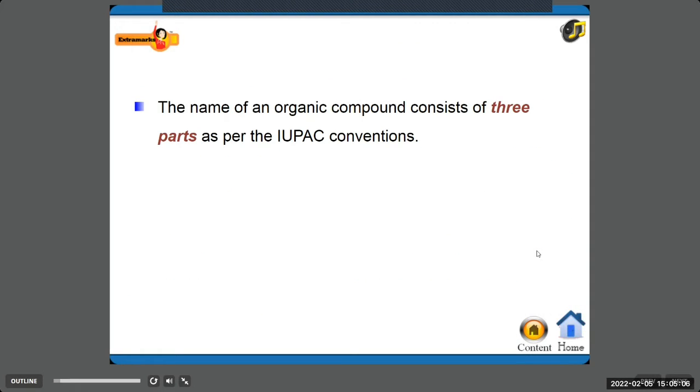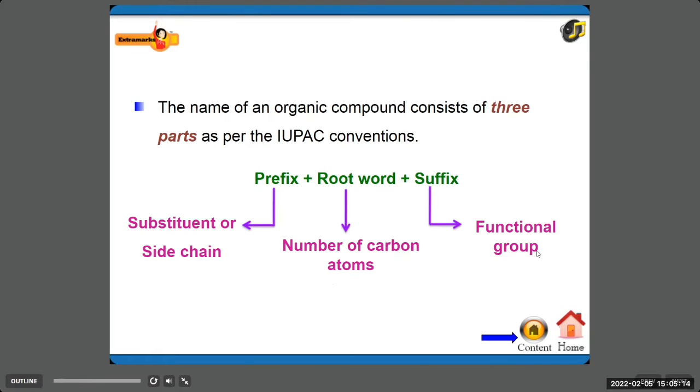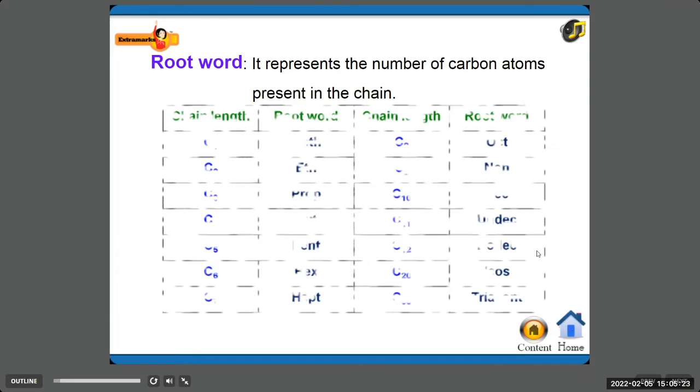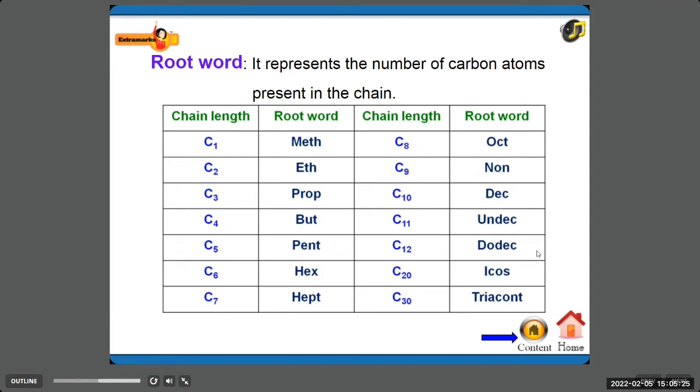As per the IUPAC conventions, the IUPAC name of an organic compound consists of three parts. These parts are root word, prefix, and suffix. Here, root word represents the number of carbon atoms present in the chain. The following table shows the root words for the chain of varying lengths.